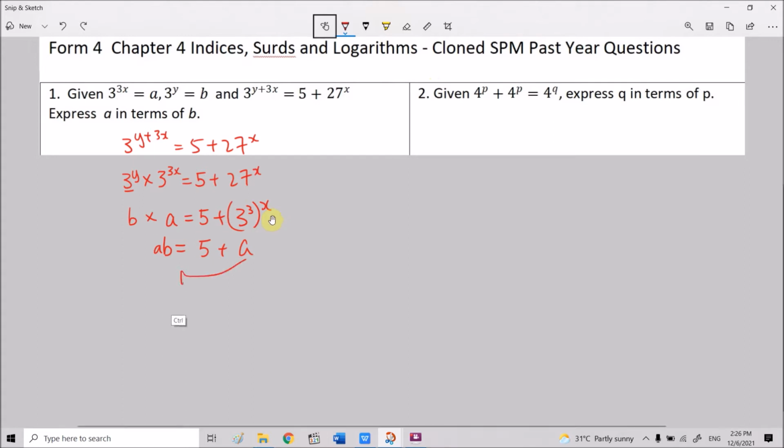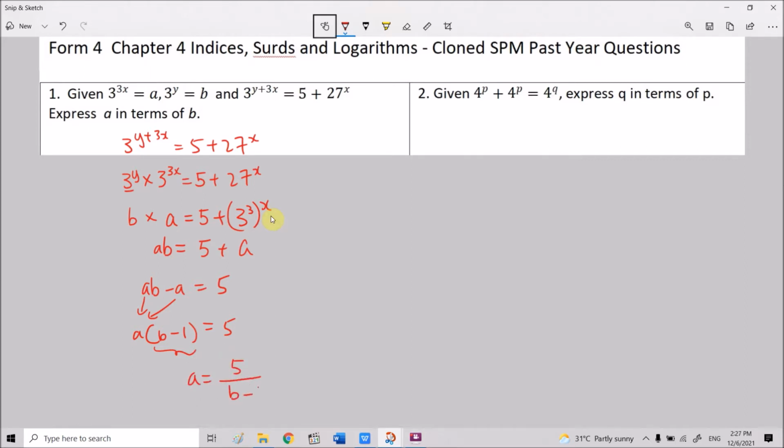Now we want to express a in terms of b, so I move the a to the left hand side, so that I have ab minus a equals 5. Then I factorize the a, leaving b minus 1. Then I move this to the right and get a equals 5 over b minus 1. So the answer is a in terms of b. This is the final answer.